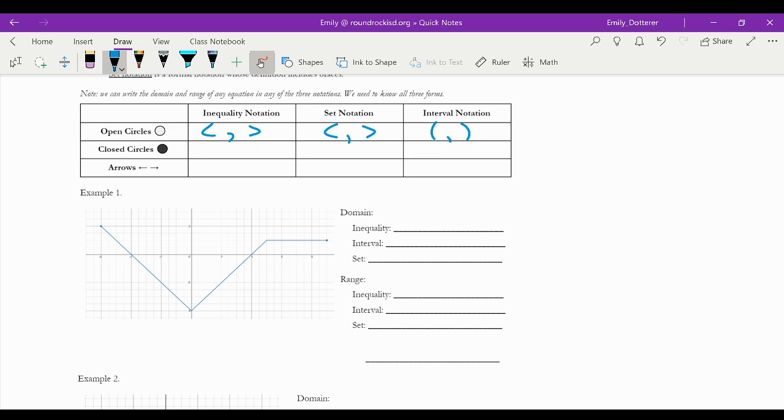Closed circles, like what we have at the endpoints, for example, 1, mean that we have an equal to as part of our inequality symbol. And for interval, we would use brackets.